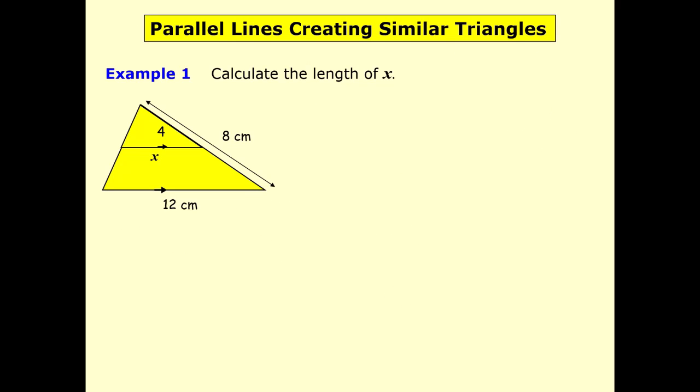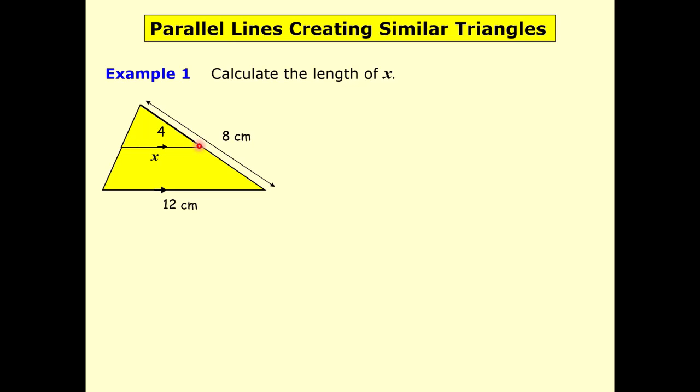Okay, so previously we were just looking at similar figures. We're now going to move on to look at parallel lines creating similar triangles. So for the first example, here we have a triangle and we're going to calculate the length of x. The length of x is this length here.